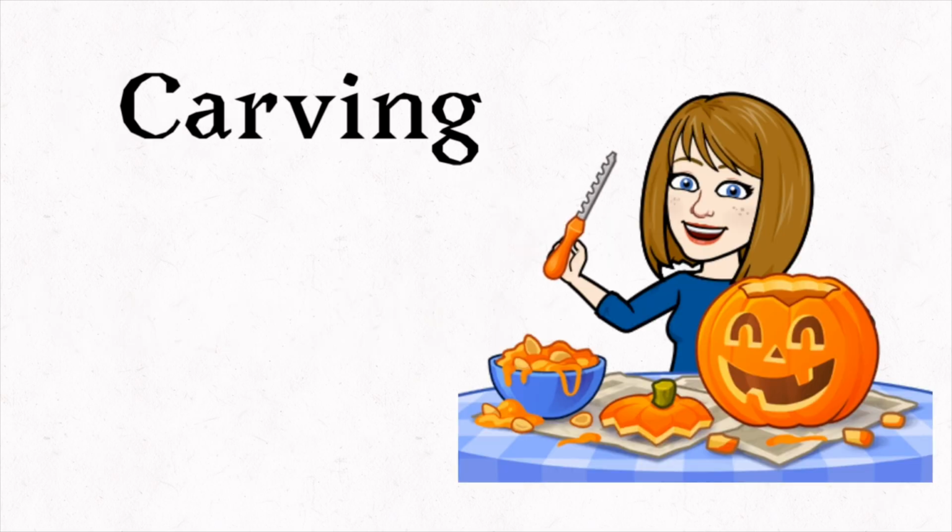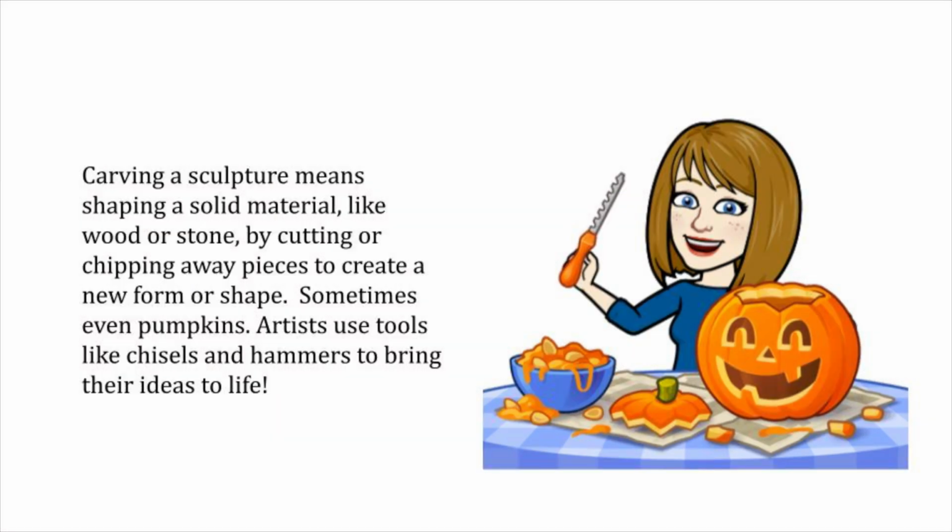All right, let's start with carving. Now, carving a sculpture means shaping a solid material like wood or stone by cutting or chipping away pieces to create a new form or shape, sometimes even pumpkins. Artists use tools like chisels and hammers to bring their ideas to life.